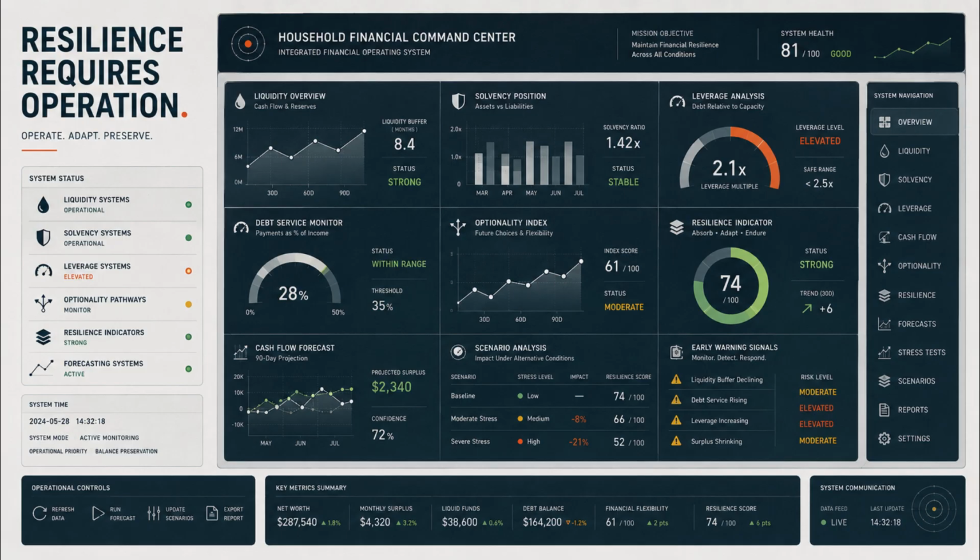At this point, personal finance becomes something very different. You are no longer reacting randomly or merely tracking spending. You are operating a system. That means monitoring pressures, forecasting outcomes, managing leverage, preserving flexibility, and protecting future optionality. Strong systems continuously adapt. This is the transition from reactive finance to operational finance.